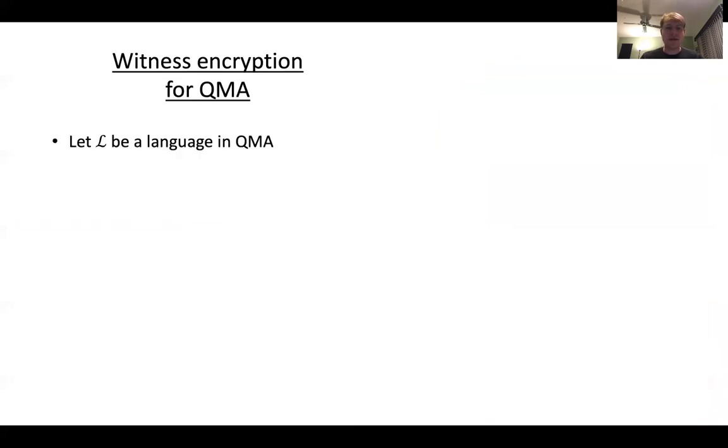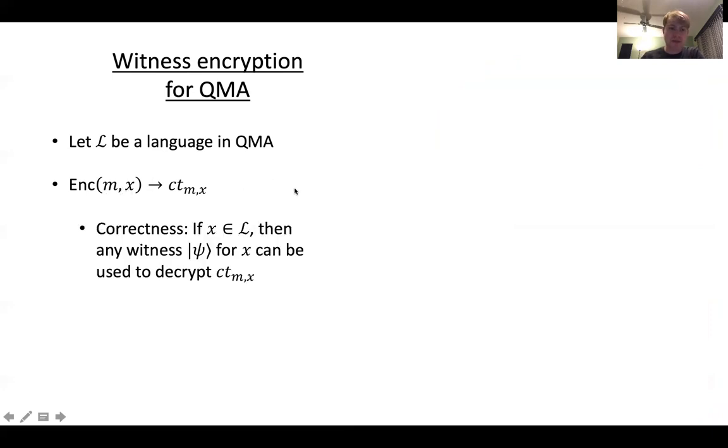So let L be a language in QMA. A witness encryption scheme: the encryption algorithm takes as input a message M and an instance X, and produces a ciphertext such that if X is in L, then any witness psi for X, so this is a quantum complexity class QMA, any witness psi for X can be used to decrypt the ciphertext and learn the message M.